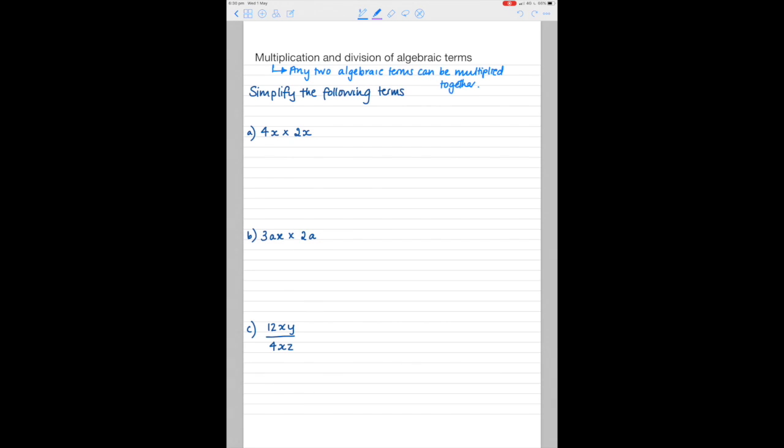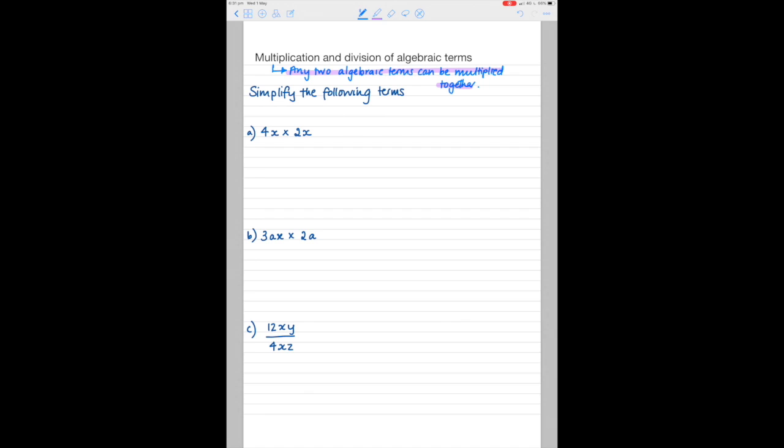Here we're going to be looking at multiplication and division of algebraic terms. Now the key difference between multiplication of algebraic terms and addition and subtraction of algebraic terms is that any two algebraic terms can be multiplied together. So keeping that in mind, generally it's quite easy to approach a question by multiplying our coefficients first and then our pronumerals straight after.